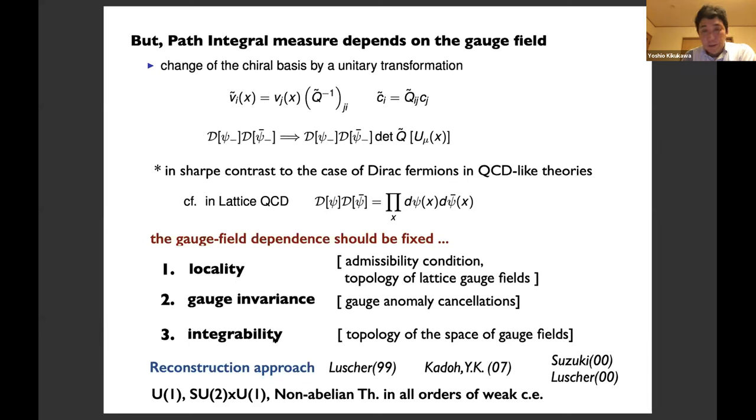In this approach so far, we only have a U(1) chiral gauge theory and SU(2) times U(1) chiral gauge theories. And for generic non-abelian gauge theories, we do not have the answer to formulate this basis vector in a satisfactory way. Okay, so this is the story about the overlap Weyl fermions.